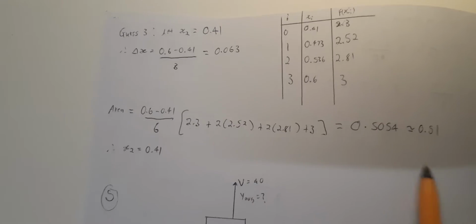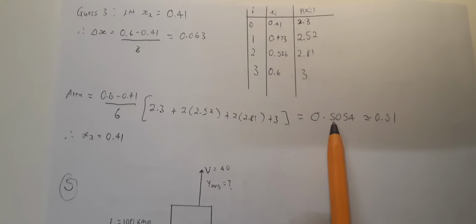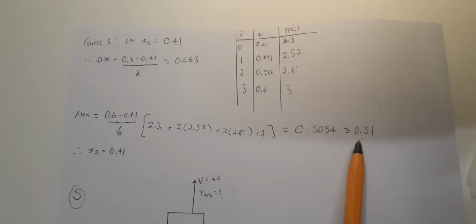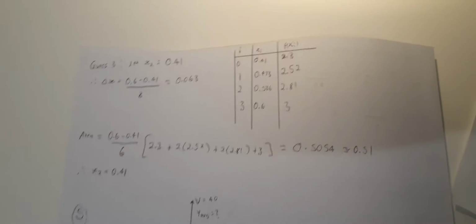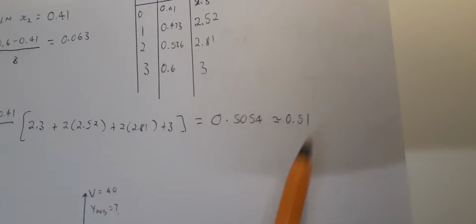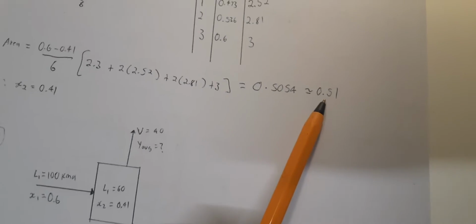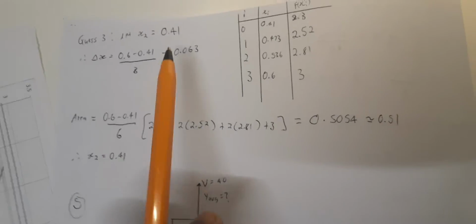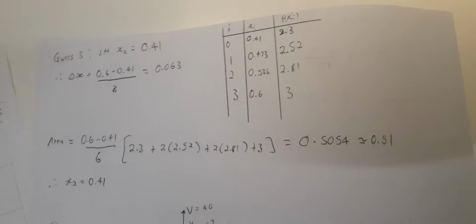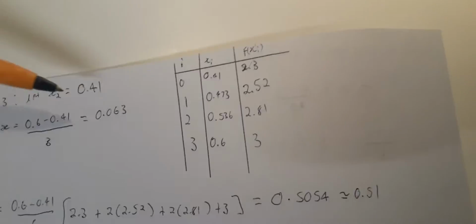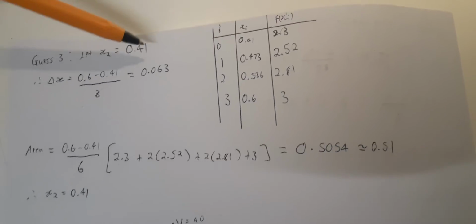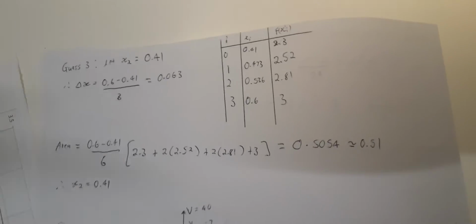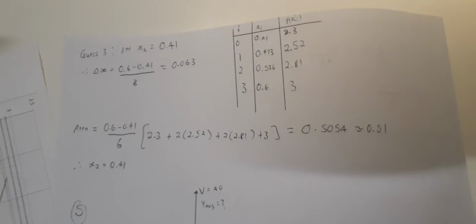We found them to be like this using those steps, and then I plugged them into Simpson's rule and found the area to be 0.5054, which is almost close to what we needed, which was 0.512. So this is close enough. The true answer for x2 was 0.405. So to be extra accurate, you could use 0.405 and do a fourth iteration, and then you'll see that you'll get the exact value.